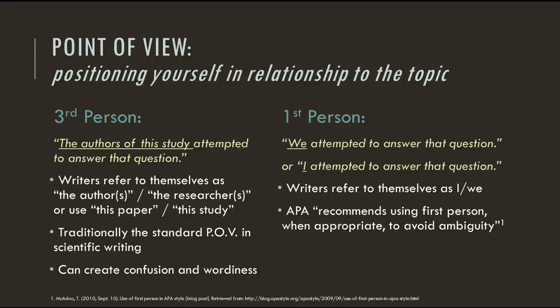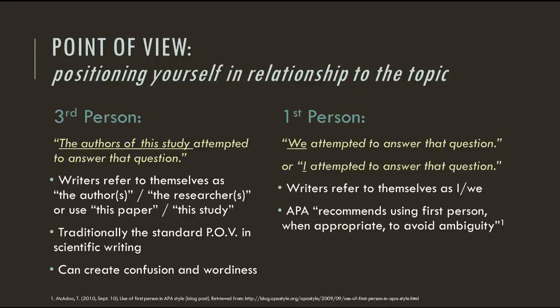Let's start by talking about point of view, which is the way authors position themselves in relationship to the topics they discuss and in relationship to their audiences. We'll begin with authors' relationships to their topics. Traditionally, in research and science writing, when authors are describing their original studies or ideas, they refer to themselves in third person as the authors or the researchers. They may even say this paper or this study to avoid self-reference. However, sometimes this point of view can create confusion for readers.